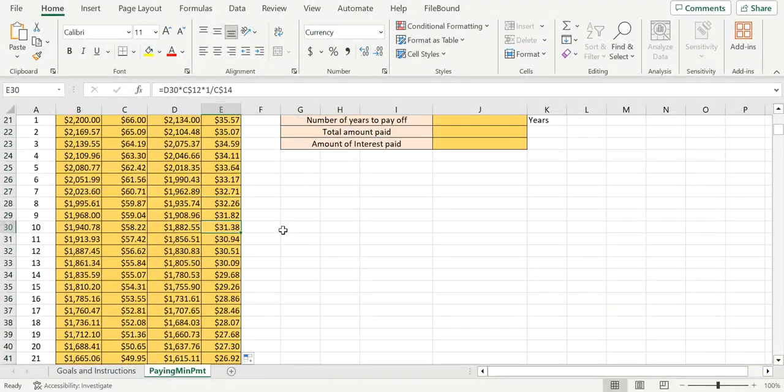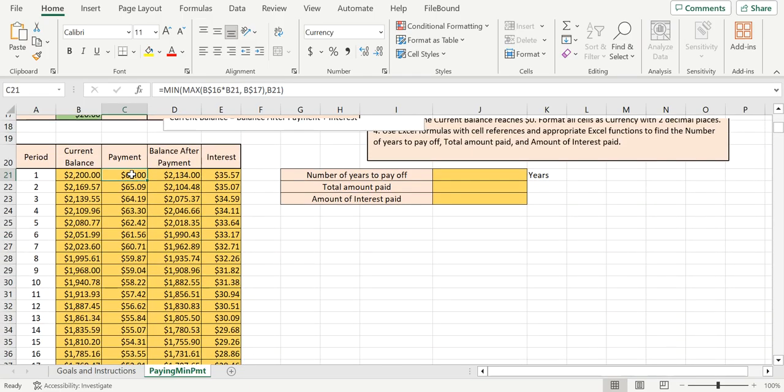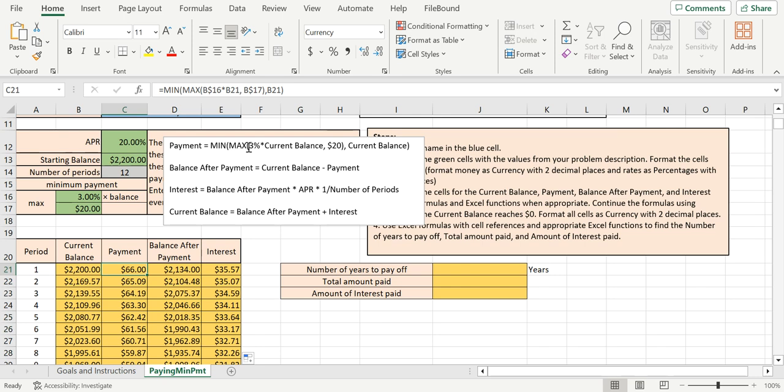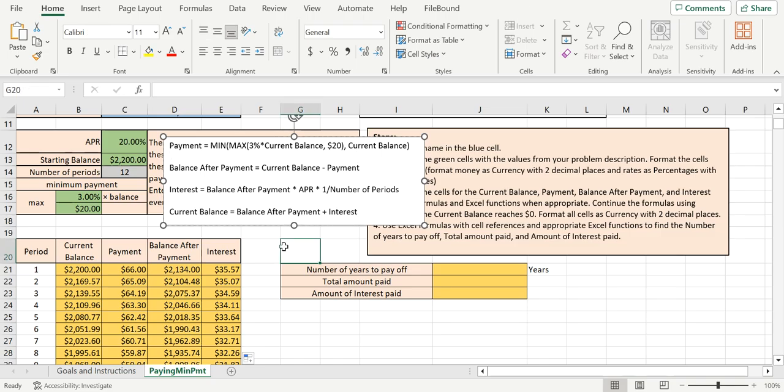All right, so now let's work through the payment so you can see how it is actually paying off the loan. So our payment here, remember, for the payment is we were taking 3% times the current balance, or $20, whichever was greater, and then once we got below $20, we were just going to pay off the rest of it for that current balance.